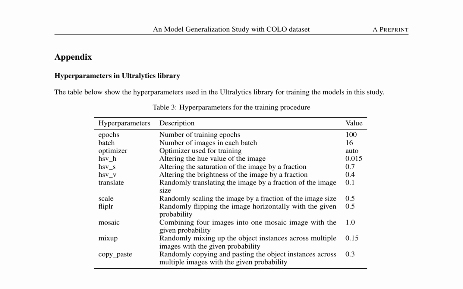In the appendix of this study, the hyperparameters used in the Ultralytics library for training the models are detailed. These parameters include the number of training epochs, batch size, optimizer, and various image augmentation techniques such as altering hue, saturation, brightness, translation, scaling, flipping, mosaic creation, mix-up, and copy-paste. The values for these hyperparameters are provided in Table 3, showcasing the specific settings employed during the model generalization study with the COLO dataset. This information is crucial for understanding the training procedure and its implications on the model's performance and generalizability.